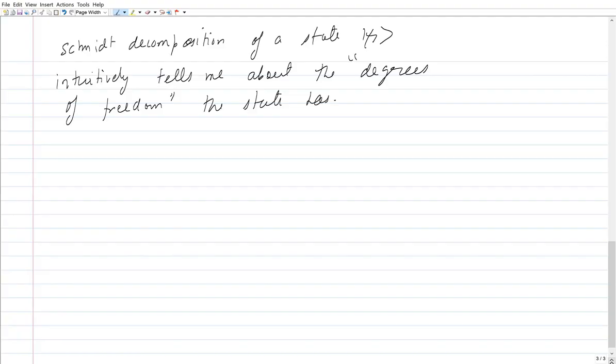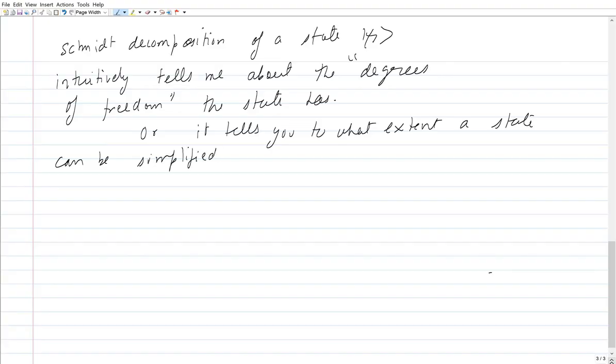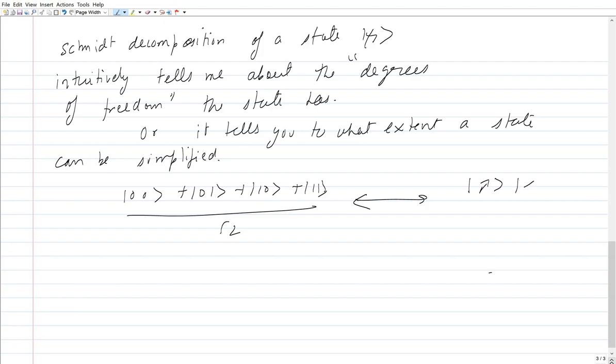And intuitively, the Schmidt decomposition tells you to what extent a state can be simplified. For example, this guy, by the change of bases in the Schmidt form, was just this guy. So it was a pretty simple state. It was a product state.